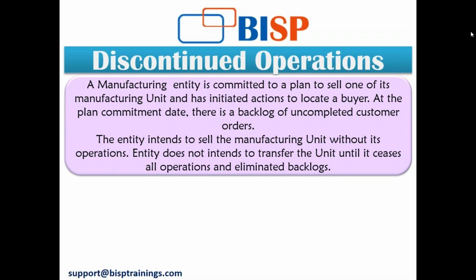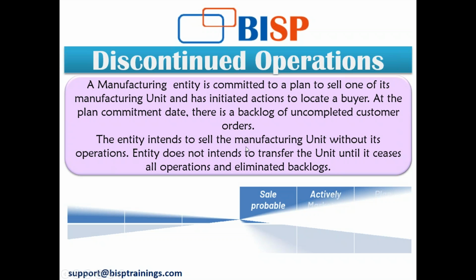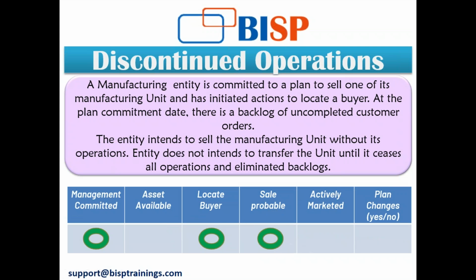So this discontinued operations, this manufacturing entity, is not intending to sell the unit until and unless it has completed all the orders, it has no backlogs and nothing. Only then I will be intending to sell this manufacturing unit. So in that case, my scenario is going to change. Though my management is committed, I have located a buyer, sale is also probable, I am actively marketing it in the market to locate the buyer, and I do not have any changes, but the asset is not available for immediate sale. And that is the reason this will not be classified as discontinued operations.